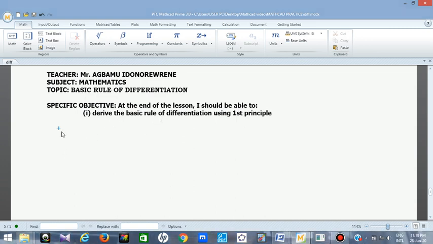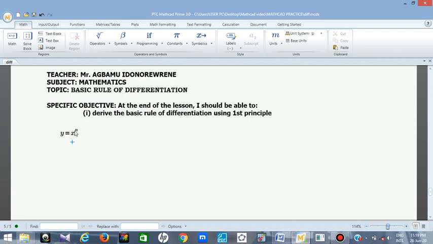For example, if I have a function like this, let's say y is equal to x raised to power n, and I want to differentiate it. How do I differentiate this easily without going through that step of first principle? But for me to show you how to differentiate it easily, I still need to use first principle to demonstrate it, so that you will know that we are not just doing some manipulation in our calculation. It is the first principle of differentiation that guides us in everything we do.